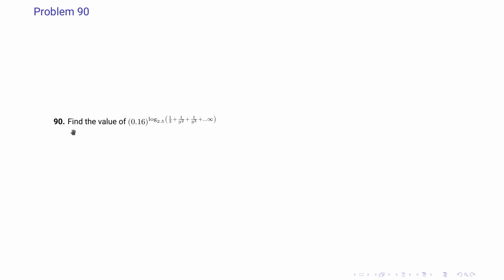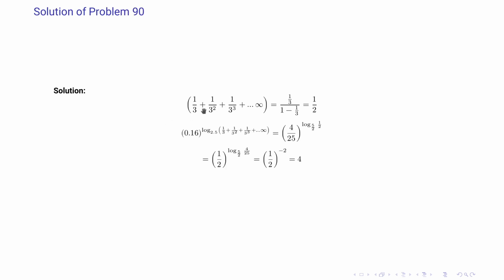Problem number 90 says that find the value of 0.16 to the power log of (1 by 3 plus 1 by 3 square plus 1 by 3 cube plus infinity), where base is 2.5. So we first find the sum of this infinite series, which is half. So we can rewrite this as (4 by 25) to the power log of half with base 5 by 2. 2.5 is 5 by 2, 0.16 is 4 by 25.